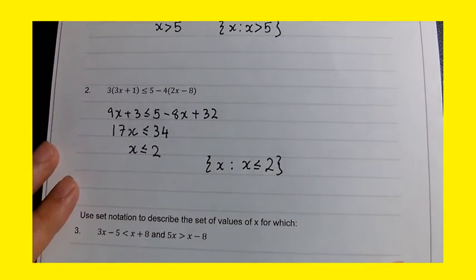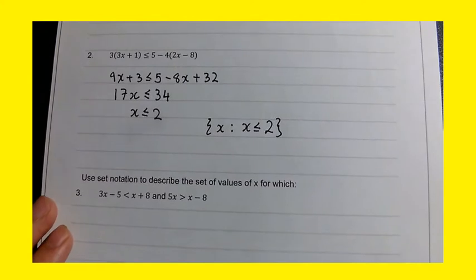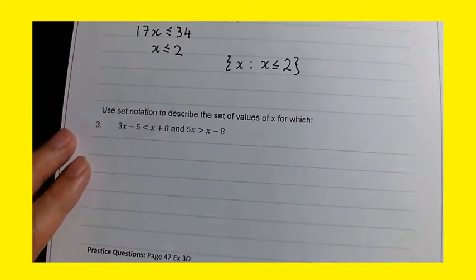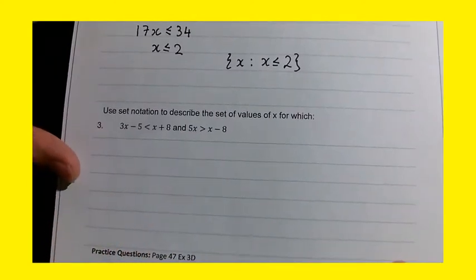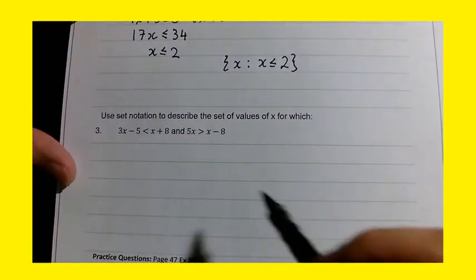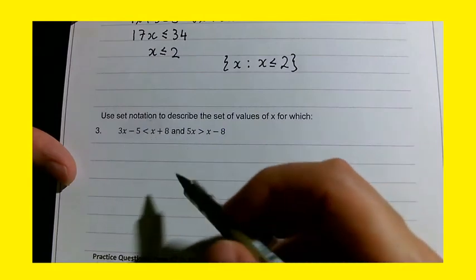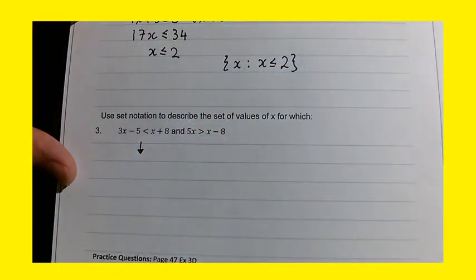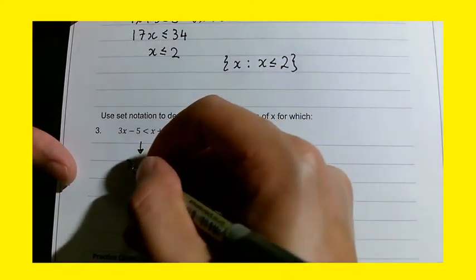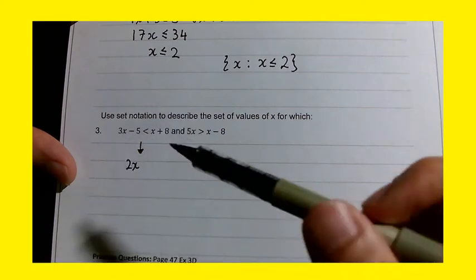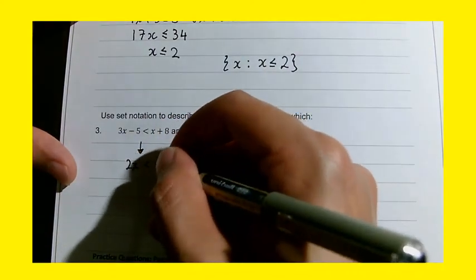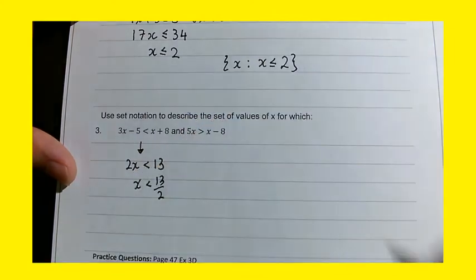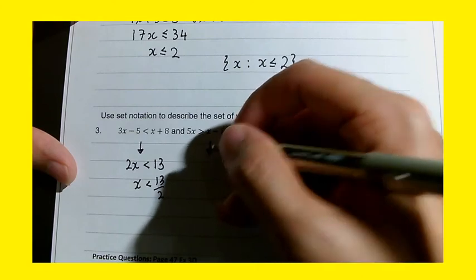Okay, right, final question with regards to set notation, slightly different now. We've got to solve two different inequalities and write the answer in terms of set notation. So what I'm going to do is I'm going to subtract x on both sides from here. I'm going to deal with this inequality first. Subtract x on both sides, so you get 2x, add 5 onto that side, get 13, divided by 2, you get 13 over 2.